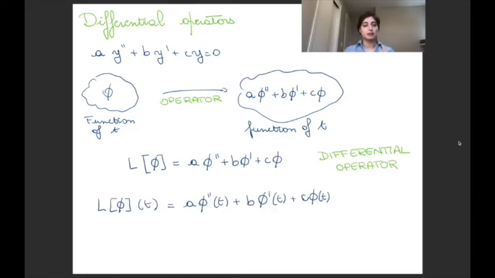Remember that the differential operator of phi is a function of time itself. So we can write it either as L[phi], in which case we are thinking about a function of time, or L[phi](t). In this case, we mean that we have applied the differential operator to phi, and then we have computed it at t.